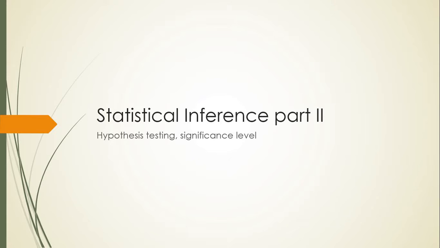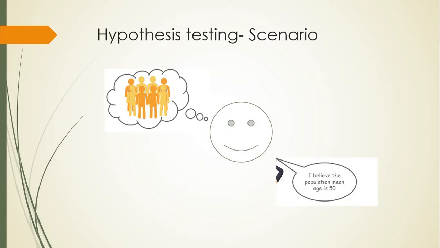In this video, we'll learn about statistical inferences. This is part 2 of statistical inference. Part 1, if you haven't seen, please see it, then proceed to this part. In this part, we'll learn about hypothesis testing and significance level. So, the first thing is hypothesis testing.